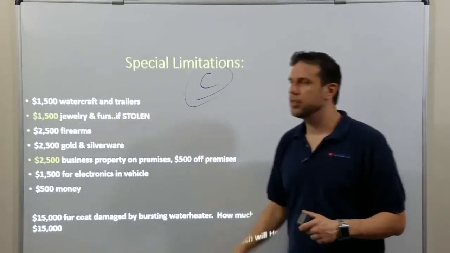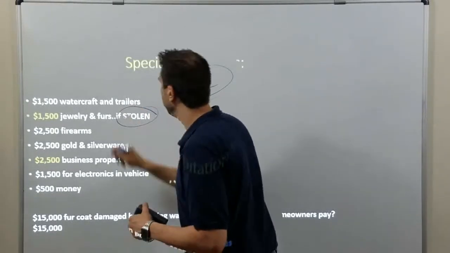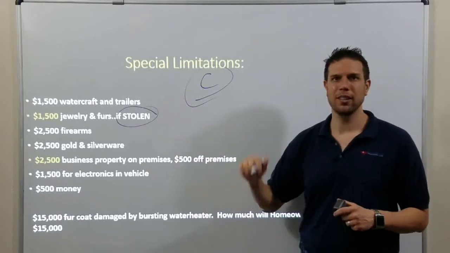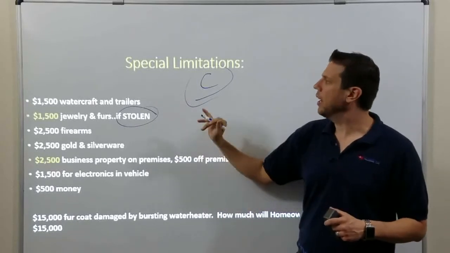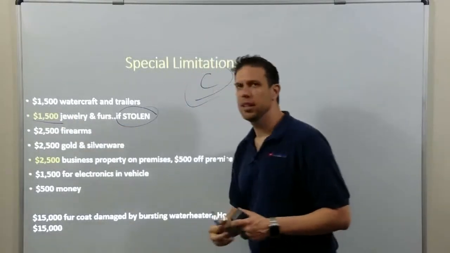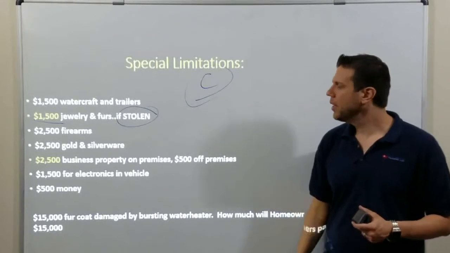Jewelry and furs are capped at $1,500, but only if they're stolen. If a fire burns down and all your mink coats are gone, that's covered under coverage C. But if somebody steals it, you're capped out at $1,500. We'll talk about what you can do to cover that in a little bit.